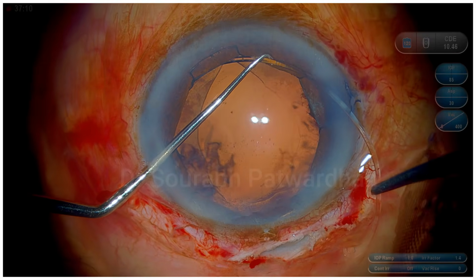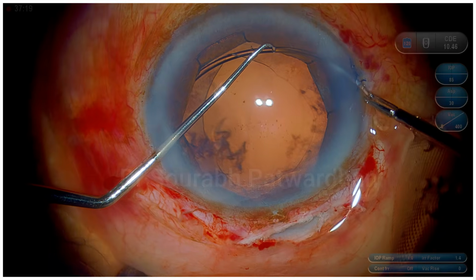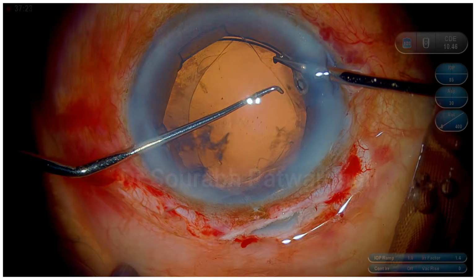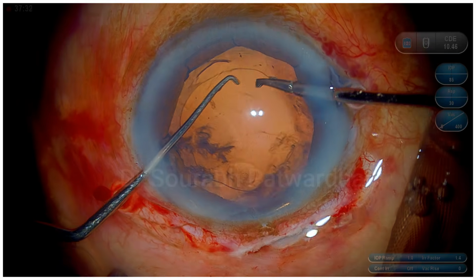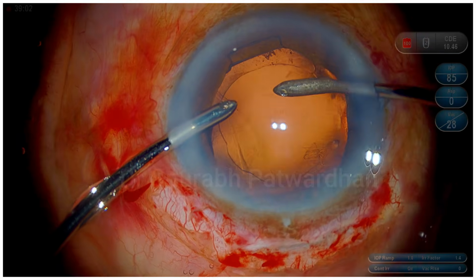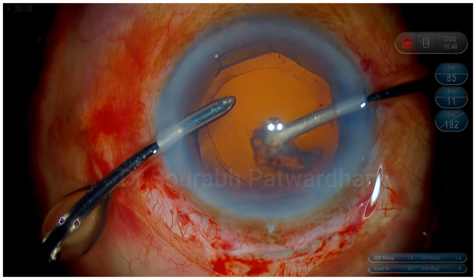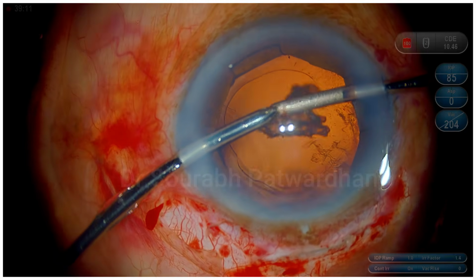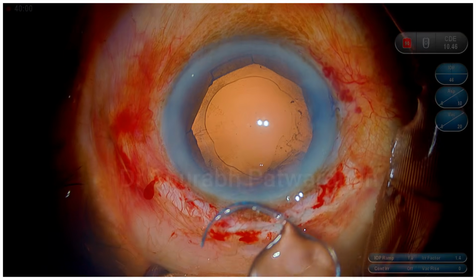So here I am just managing that dialysis using the CTR, and you can see my left hand is trying to keep the CTR in the bag. So it's always a bimanual technique, so that you do avoid the CTR jumping out of the bag anytime. So once the CTR is in, you can see the bag has stabilized, and the cortex or the epinucleus which was there in that dialyzed area just came out on its own.